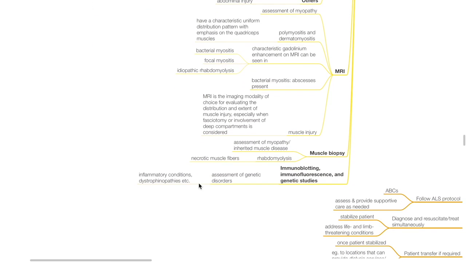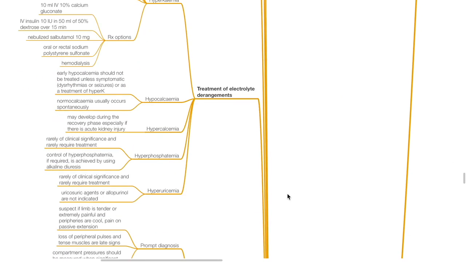Muscle biopsy may be used to assess myopathy or inherited muscle diseases. Immunoblotting, immunofluorescence, and genetic studies are used in assessment of genetic disorders.